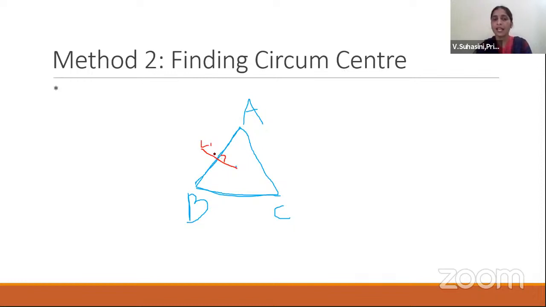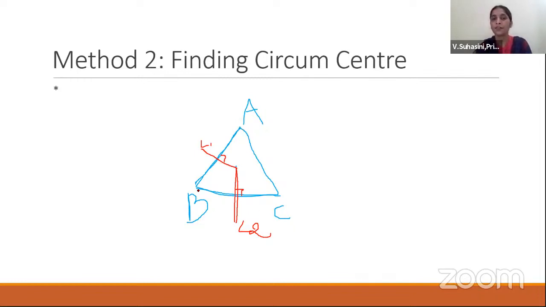Then what is L1? L1 is a line which passes through the midpoint of AB and will also be perpendicular to AB. Similarly, consider the perpendicular bisector of the side BC. So let this be L2. How is L2 to BC, children? It is perpendicular. Also, this line L2 will pass through the midpoint of BC.